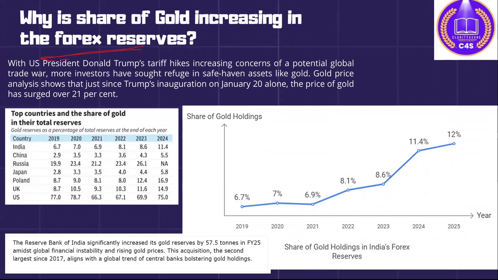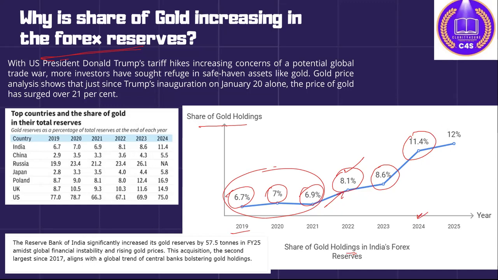What's the primary reason? See here, the share of gold is continuously increasing. In 2019, it was just 6.7%, then 7%. Then in 2021, at the time of COVID, it was 6.9%. After post-COVID, we can see a marginal shift and an increase in the gold holdings by our country. It goes to 8.1%, then 8.6% in 2023, 11.1% in 2024, and here 12%. So it is continuously increasing.